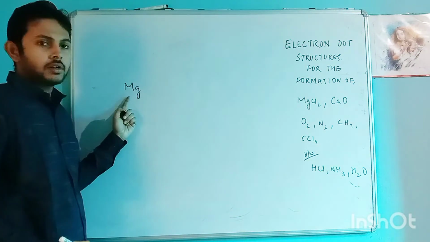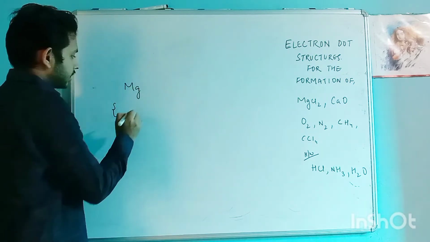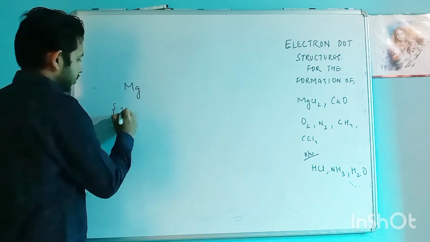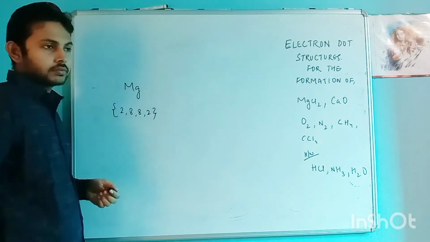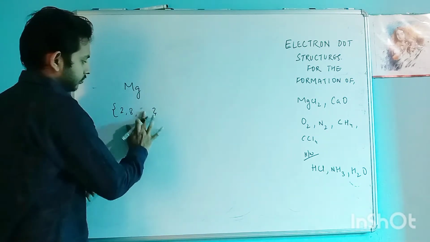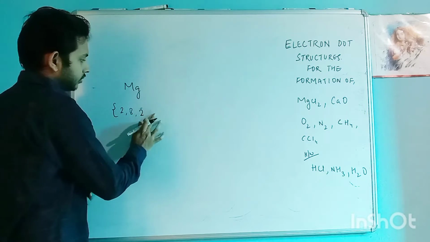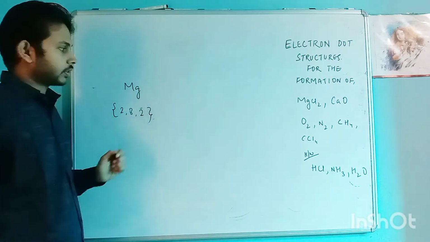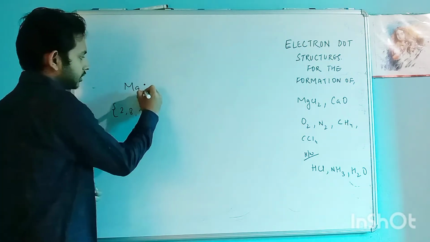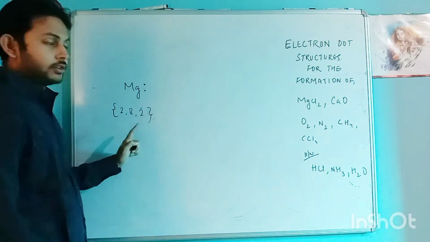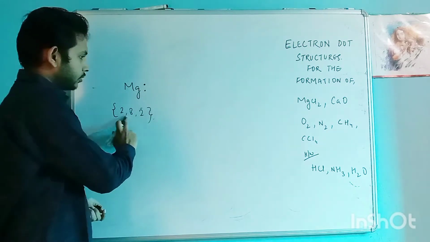Magnesium has electronic configuration 2, 8, 2, not 2882, 282. Okay, so in the valence shell there are 2 electrons, so we will draw 2 electrons. To become stable it has to lose 2 electrons.